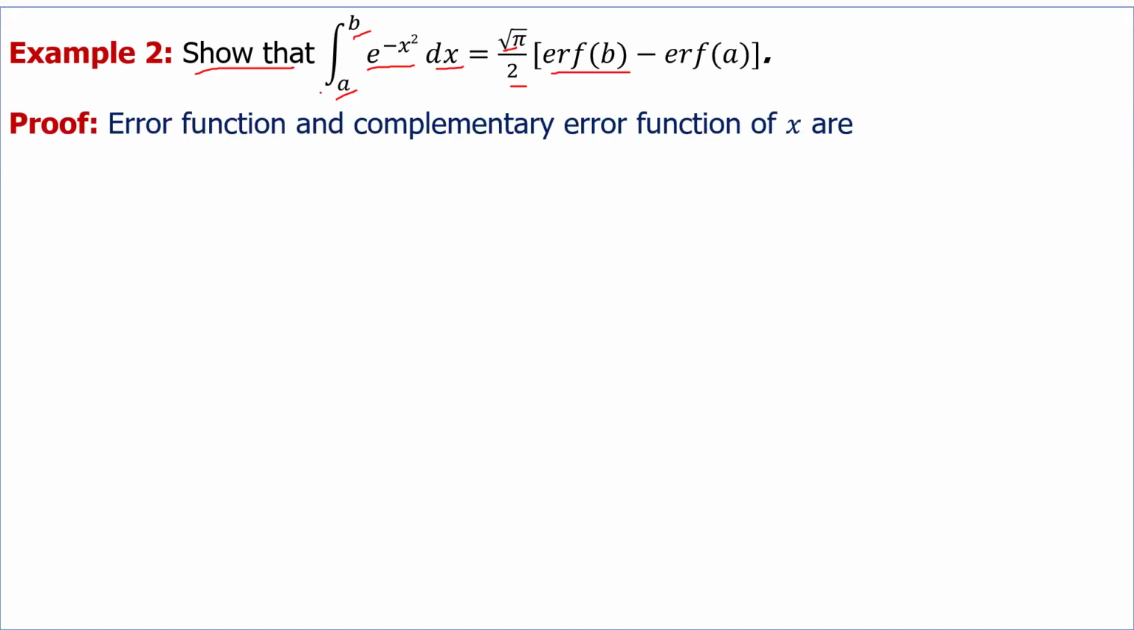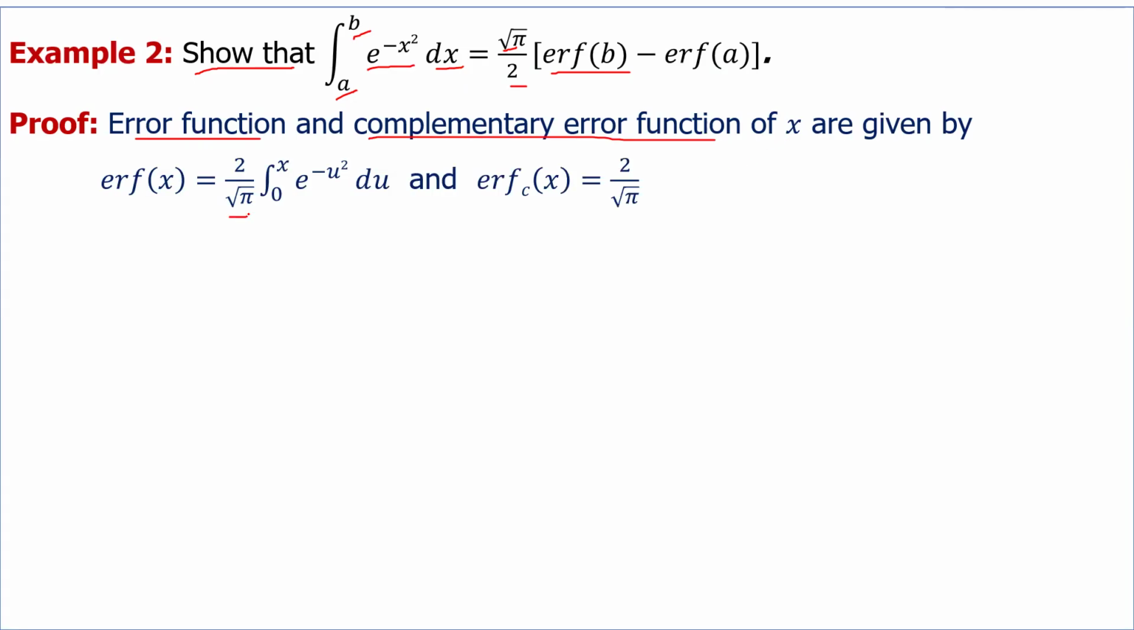Let us first write down the error function and its complementary error function of x, which are given by: error function of x equals 2 upon root pi, integration under the limit 0 to x of e to the power minus u square with respect to u, and the complementary error function is given by 2 upon root pi, integration under the limit x to infinity of e to the power minus u square du.